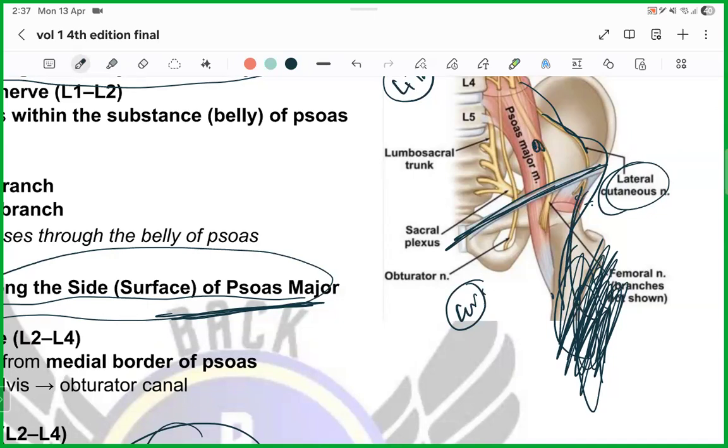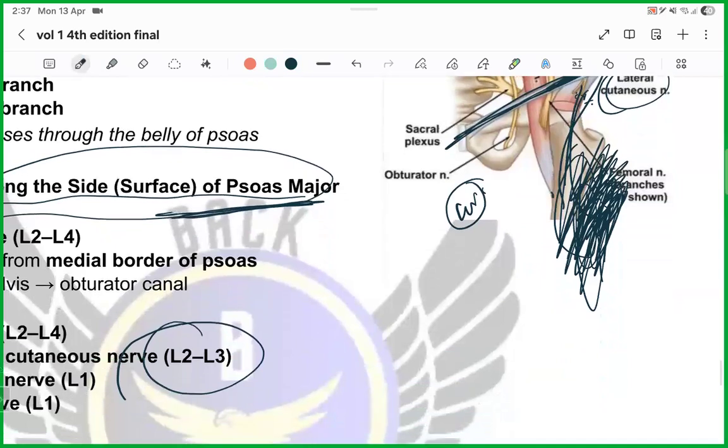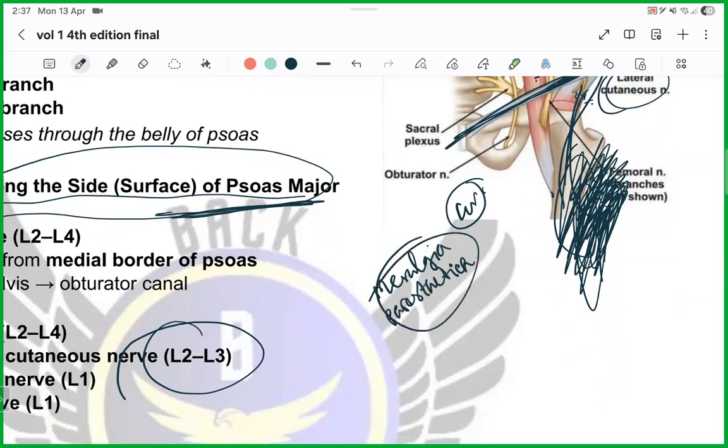In case of a psoas abscess, what happens? It gets trapped under the inguinal ligament, and it causes severe pain along your lateral thigh. This is called meralgia paresthetica.